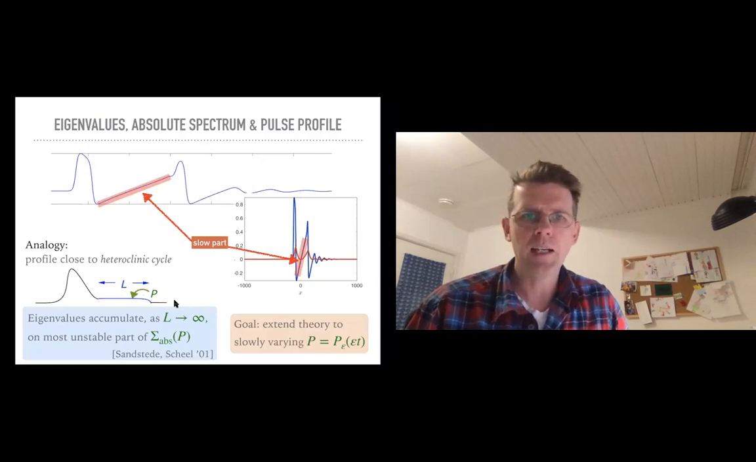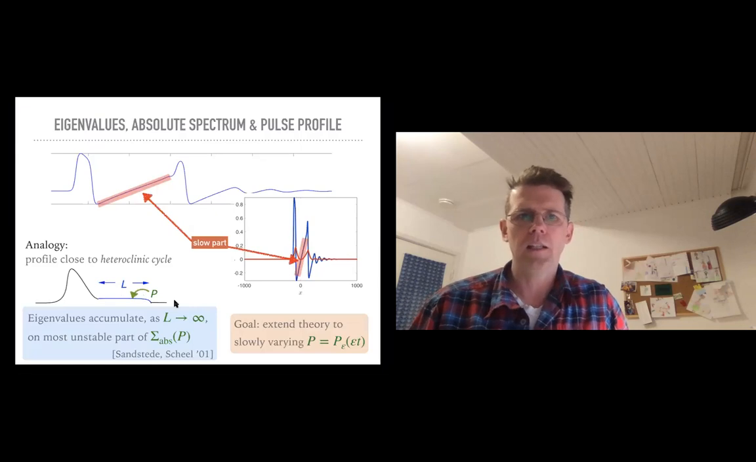And it turns out that eigenvalues accumulate as L goes to infinity, again on the absolute spectrum, with a little constraint, namely on a certain most unstable part. I won't specify in any more detail, but certainly one can identify exactly where that is. And it has to do with the absolute spectrum of this plateau state, P.